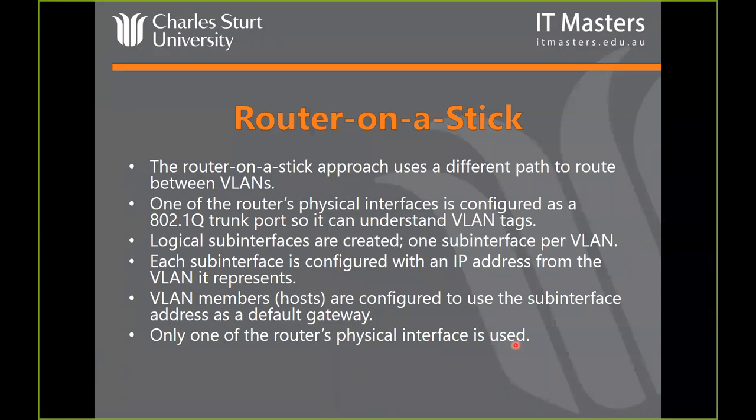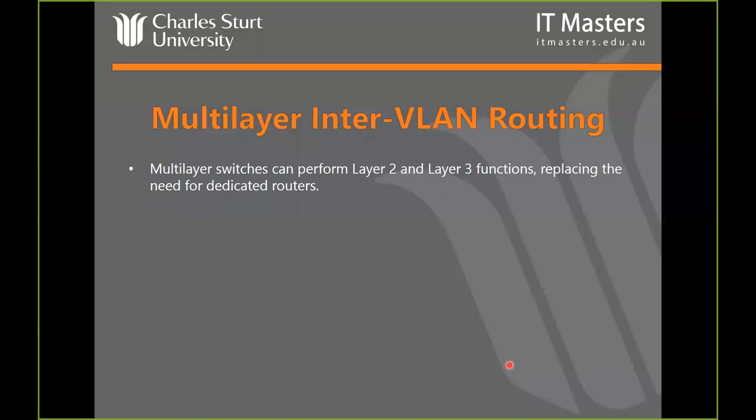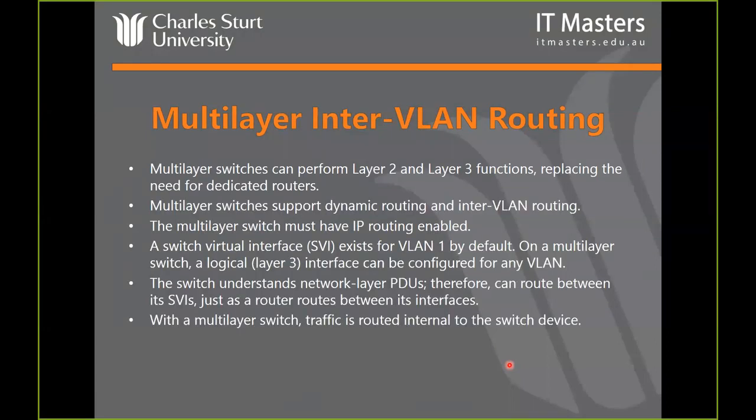So when you create a router interface as a trunk port, each of the VLANs will have associated with it what's called a sub-interface on that router interface. The VLAN members or hosts are configured to use a sub-interface address as a default gateway. So each VLAN has a sub-interface. That sub-interface will have an individual IP address that is part of that IP subnet associated with that VLAN. And then the other hosts on each particular VLAN will then use that IP address as their default gateway. And in this case, only one of the router's physical interfaces is used, so it uses a lot less physical real estate.